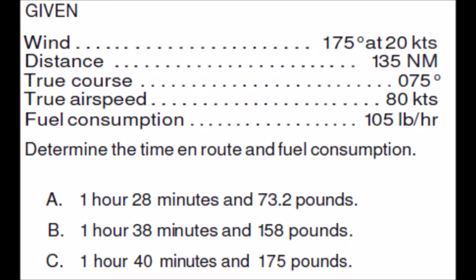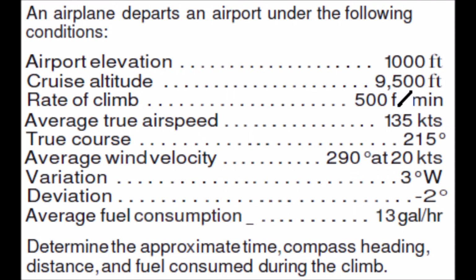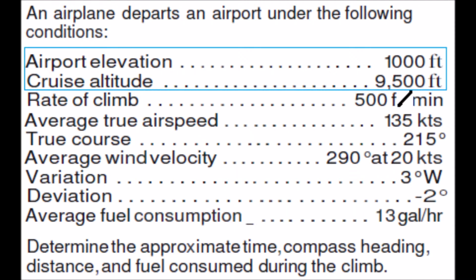So far, so good. Now let's look at a more complicated problem. This problem says an airplane departs an airport under the following conditions. We're given airport elevation, cruising altitude, rate of climb, it could also be rate of descent, average true airspeed, true course, average wind velocity, variation, deviation, and average fuel consumption. Don't get anxious about all this information. Let's break it down into smaller pieces.